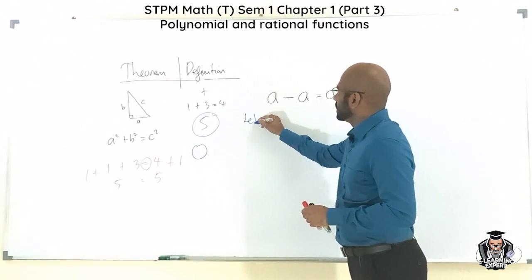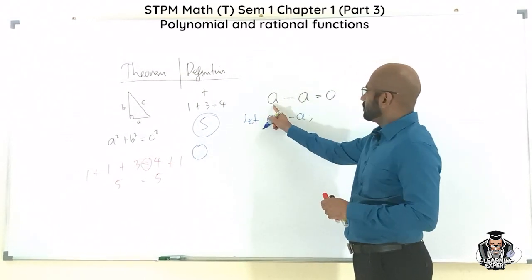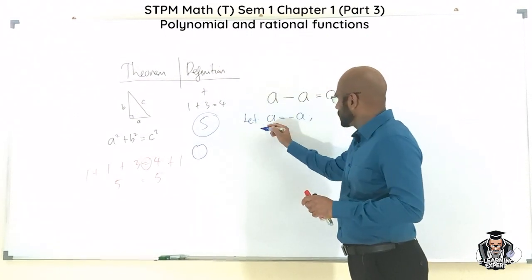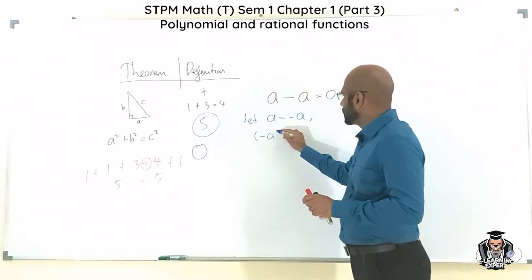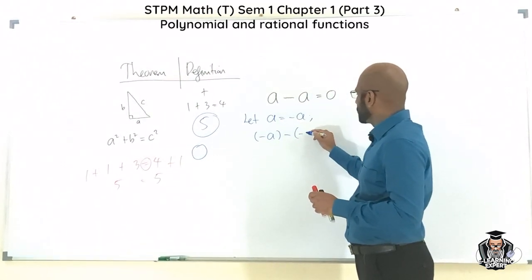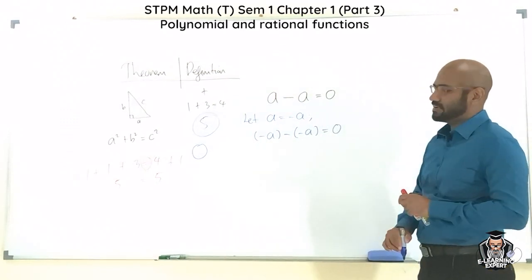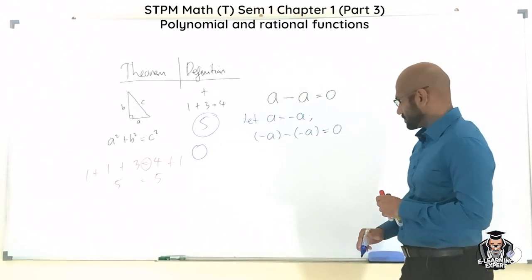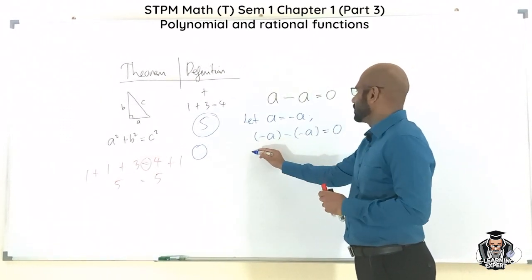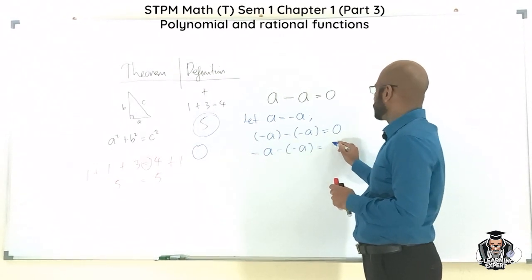I say let A equal to minus A. Everywhere you see A, put it as a negative A. So this guy here becomes negative A minus, and this A also becomes a negative A. This is not A, this is 0, so it is not affected. So this is just a single term here. I could remove the brackets. So I have minus A minus with minus A equals 0.